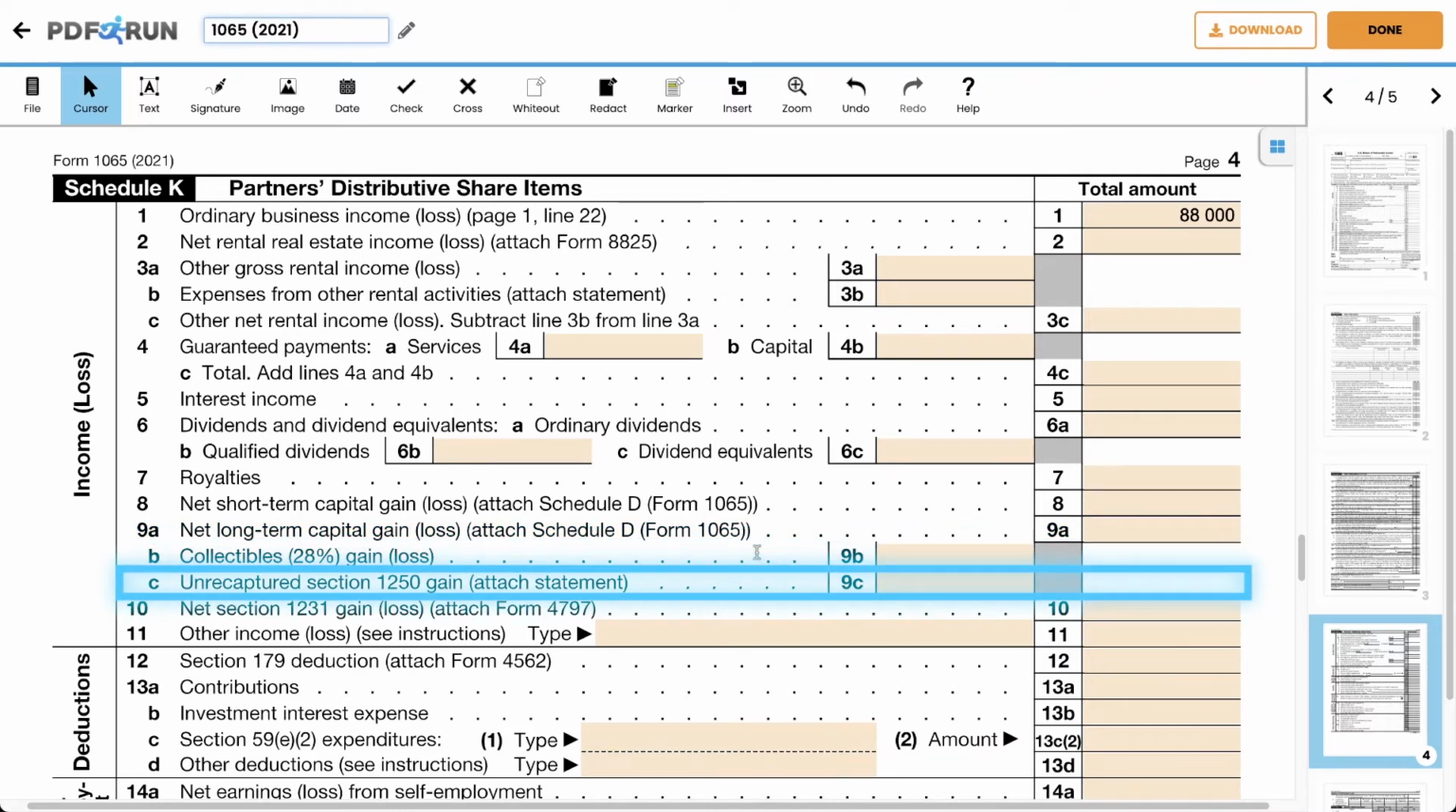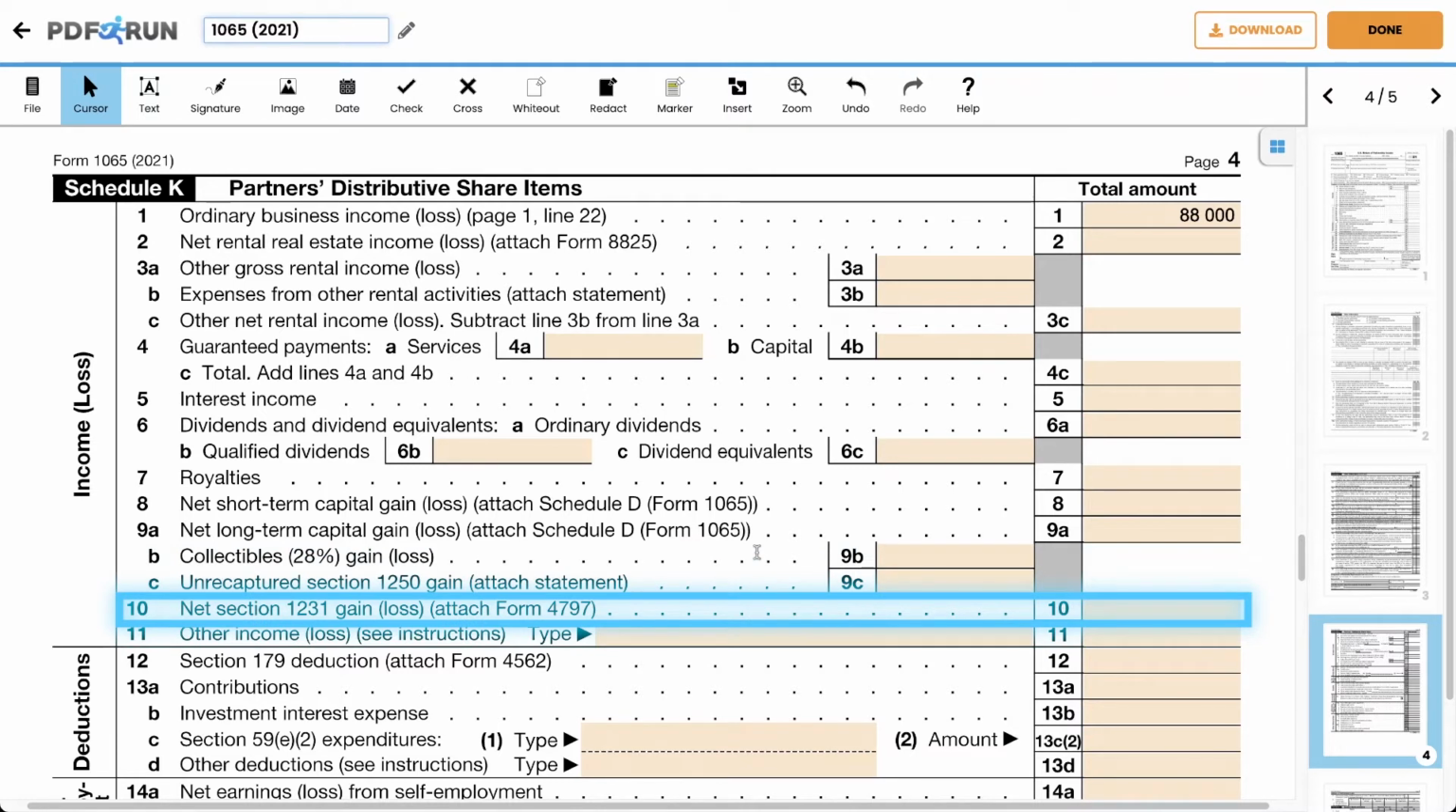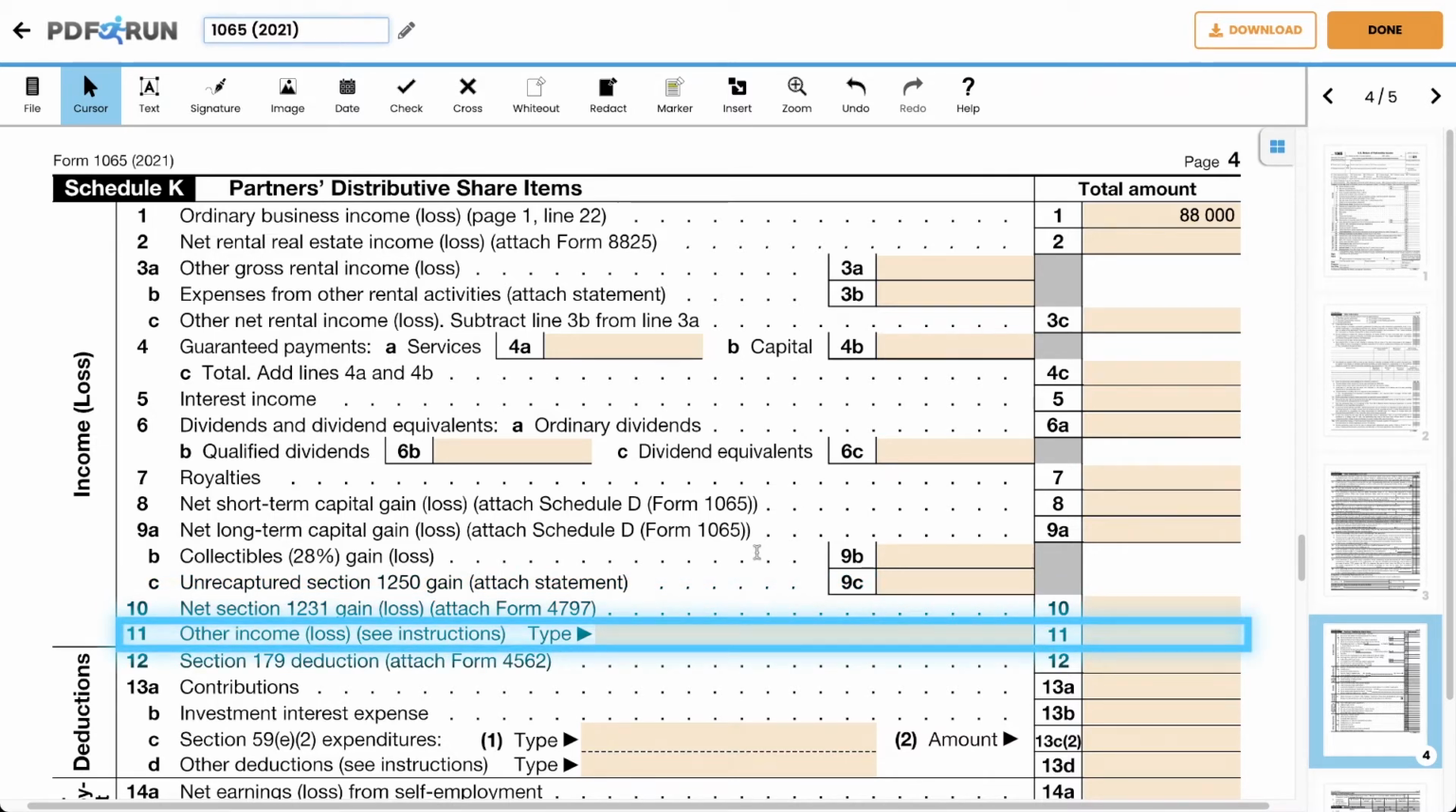Line 9C. Enter the amount of unrecaptured Section 1250 gain and attach the relevant statement. Line 10. Enter the amount of net Section 1231 gain or loss. Attach Form 4797 to this form. Line 11. Enter any other income or loss not already declared above.